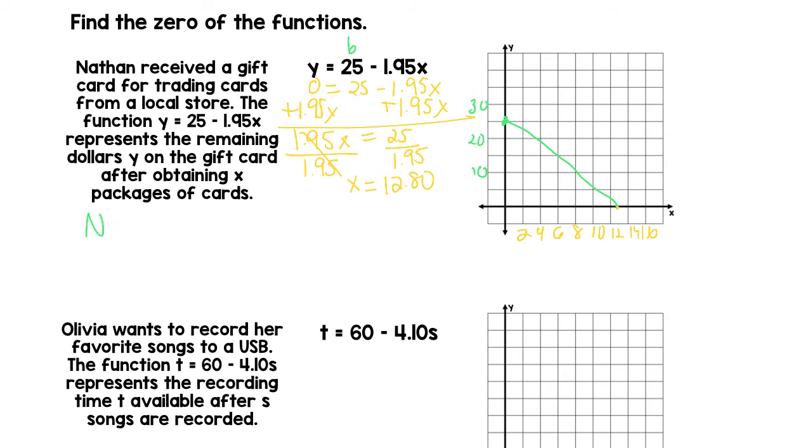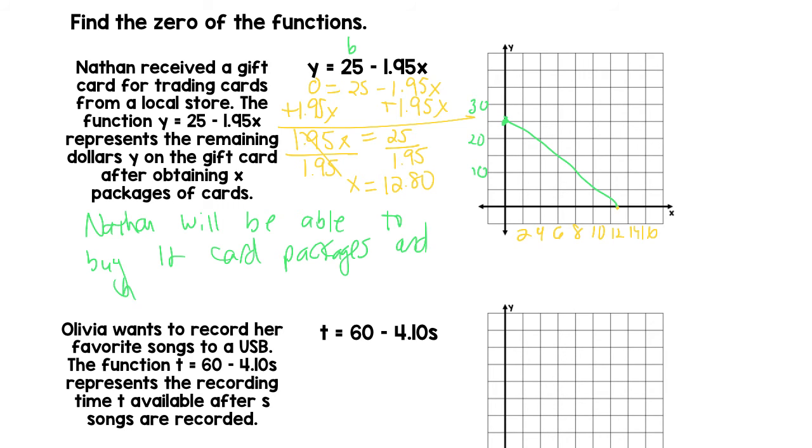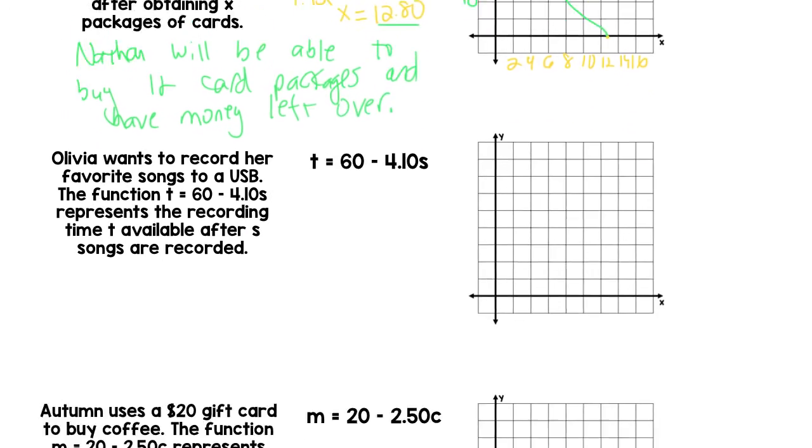Well, this tells us Nathan will be able to buy 12 card packages and have money left over, because 12.8 is our x-intercept. So he can buy 12 card packages. He'd buy 12.8, but he could buy 12 and still have a little bit of money left over. Let's try another.